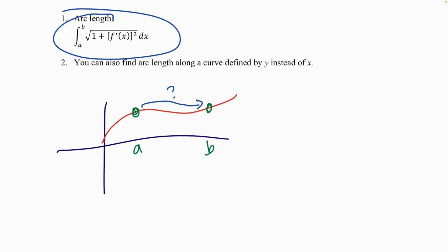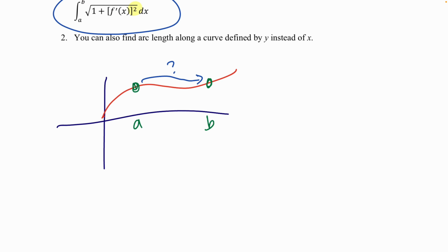And then it's the square root of 1 plus the first derivative of that function that makes the curve, squared. And I'll tell you right now that the most common mistake people make whenever they work these problems is working with that squared. And we'll take a look at that in a second. So we'll do one example. These really aren't that big of a deal. I do want to point out you can also find arc length along a curve if the function is defined by y instead of x. No big deal.